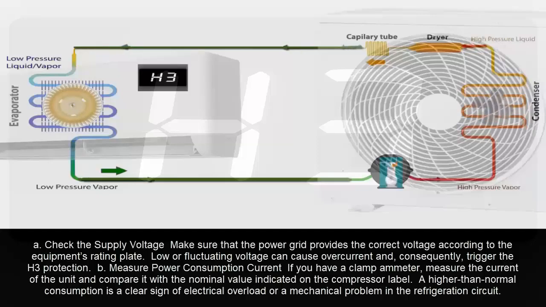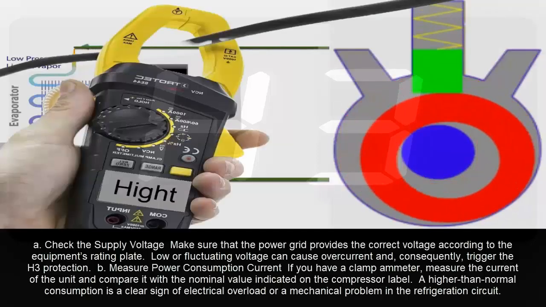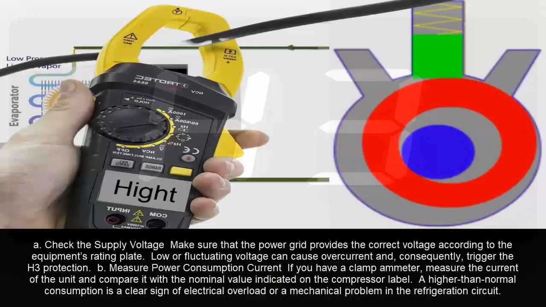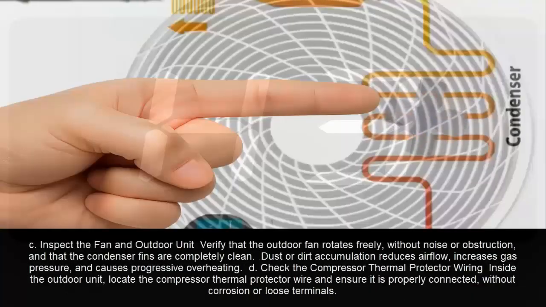B. Measure the power consumption current. If you have a clamp ammeter, measure the current of the unit and compare it with the nominal value indicated on the compressor label. A higher than normal consumption is a clear sign of electrical overload or a mechanical problem in the refrigeration circuit.